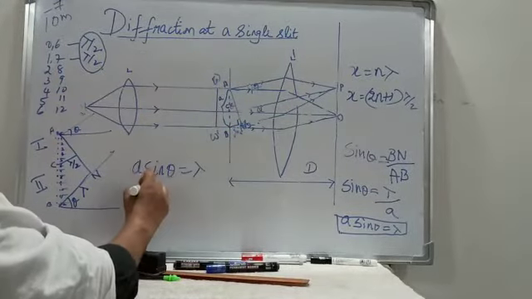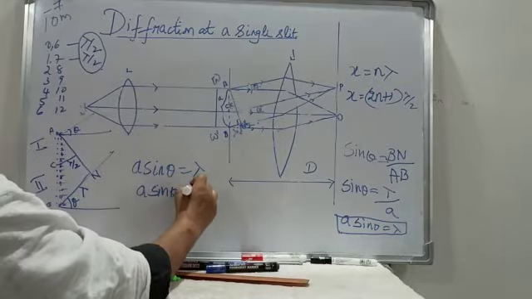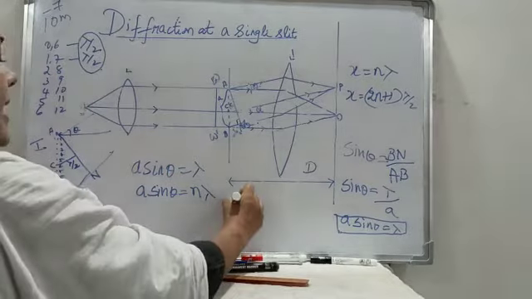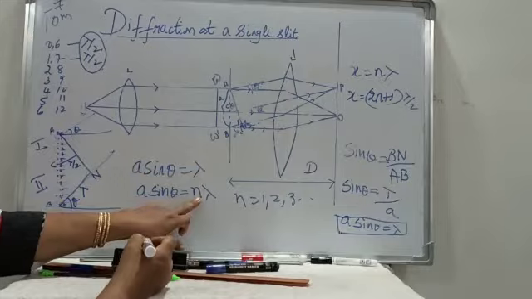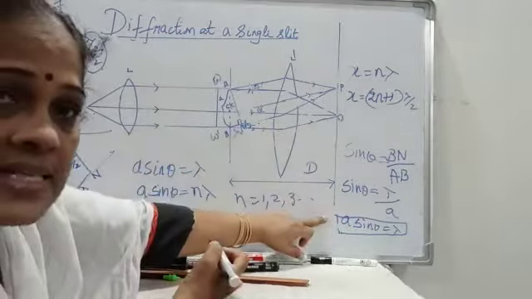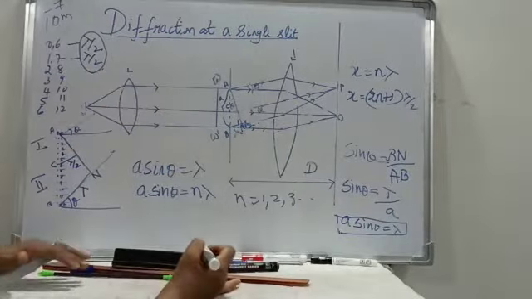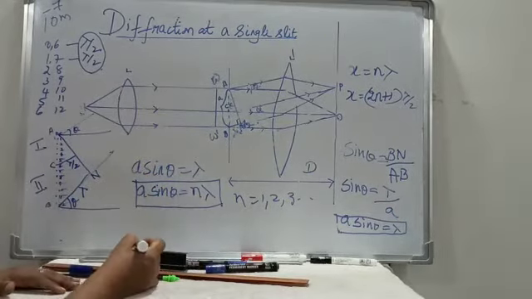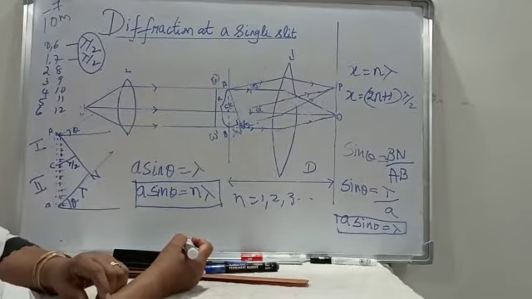Now, if it is for the second minima or for the nth minima, you write a sin theta equal to n lambda, where n can be 1, 2, 3, etc. If n equals 1, you get the first minima. When n equals 2, we get the second minima. N equals 3, we get the third minima, and so on. So this is the general condition for the path difference to be of minimum intensity.